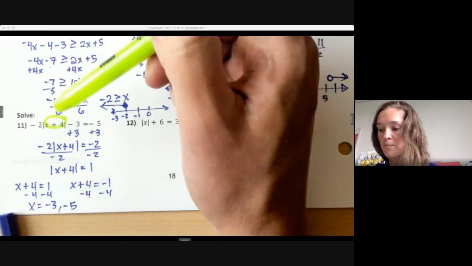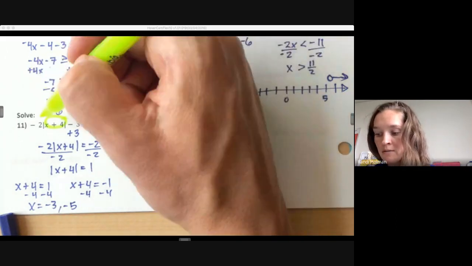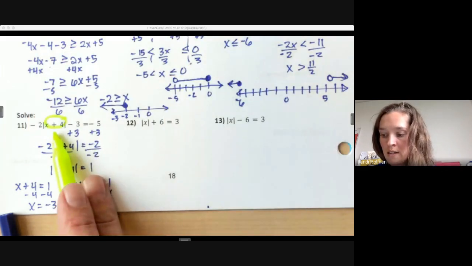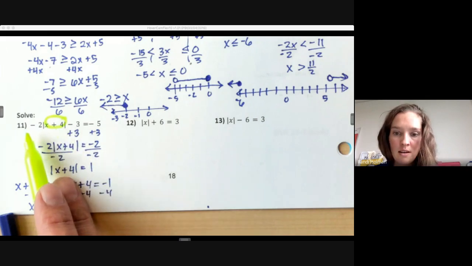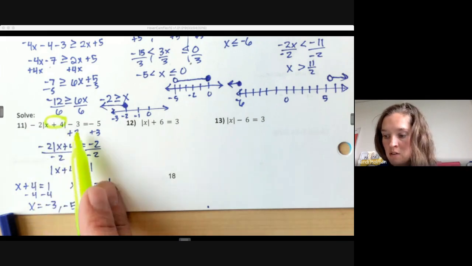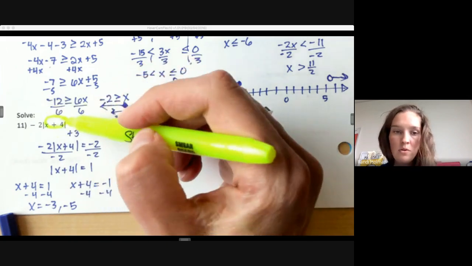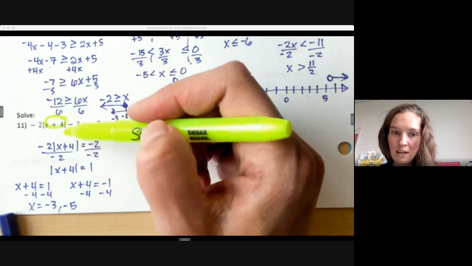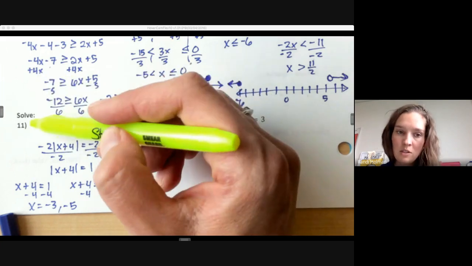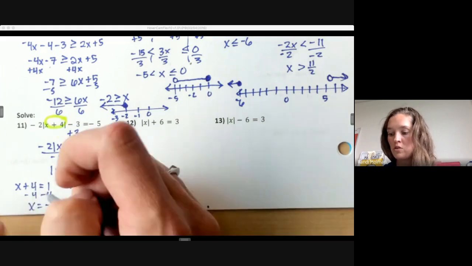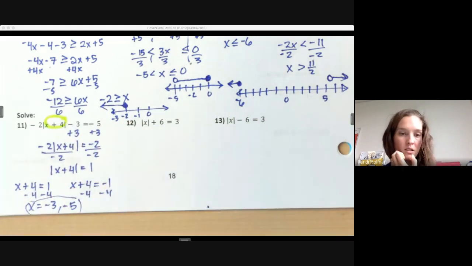So go back up to the top here and see if I plug in -3, -3 plus 4 is 1. Absolute value of 1 is 1. 1 times -2 is -2. -2 minus 3 is -5. Works fine. -5, -5 plus 4 is -1. Absolute value of -1 is 1. 1 times -2 is -2. -2 minus 3 is -5. So both of those solutions work fine. We have 2 answers to that absolute value equation.